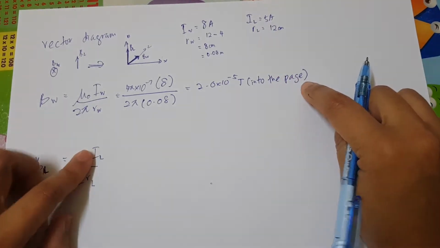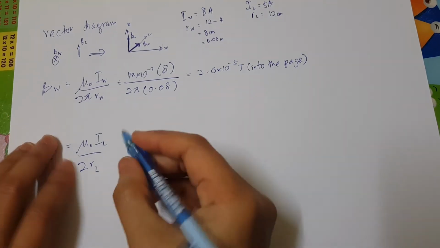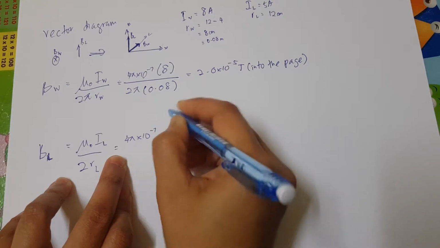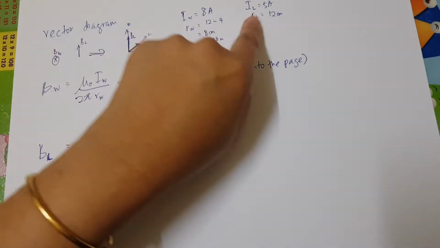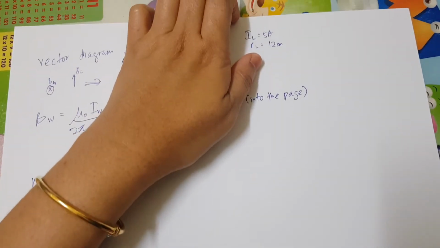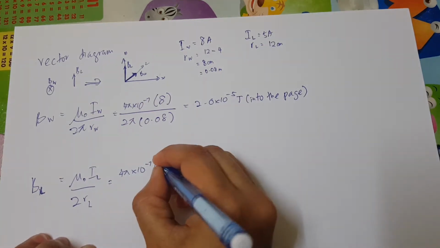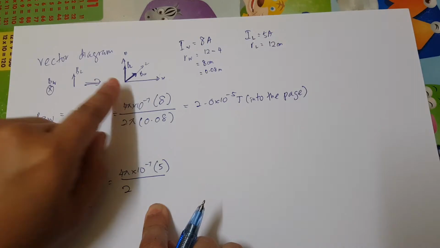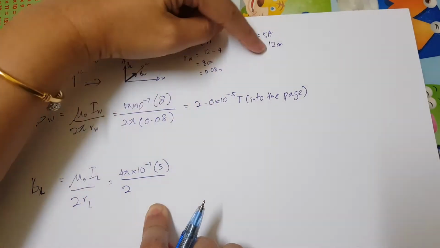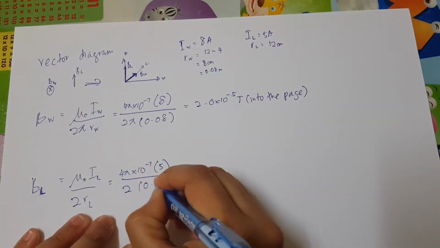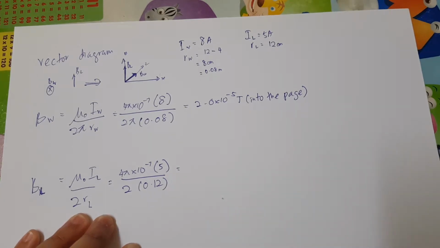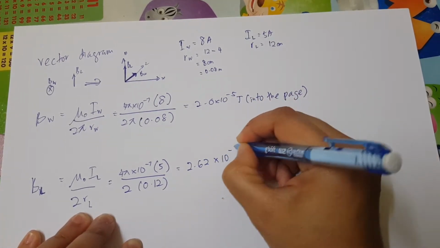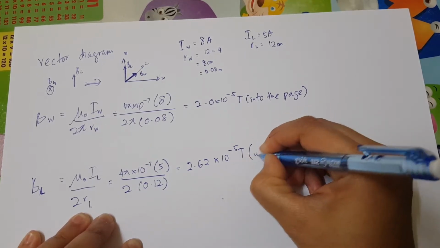Yes, and next we are doing this one. So 4 pi times 10 to the power of negative 7 times IL, which is 5 ampere, sorry. So 5 ampere, 5, and then 2 times the radius, RL is 12. So 0.12. So the answer should be 2.62 times 10 to the power of negative 5 Tesla, and it goes upwards.